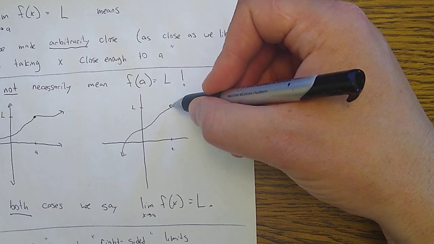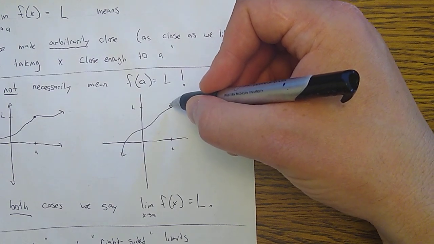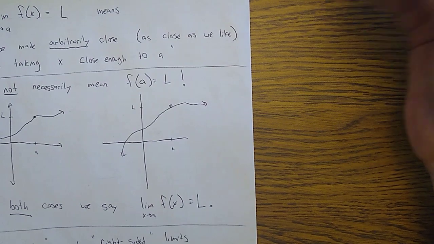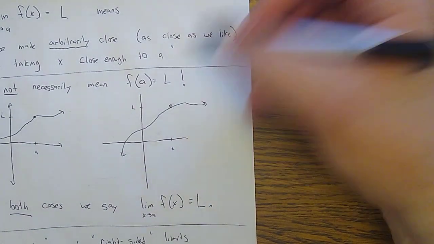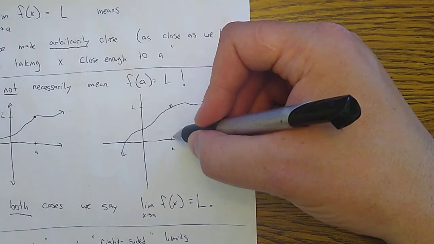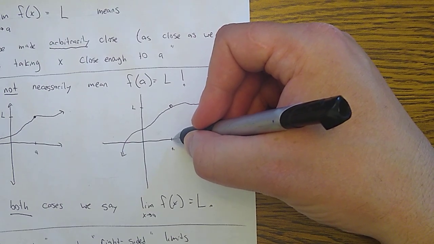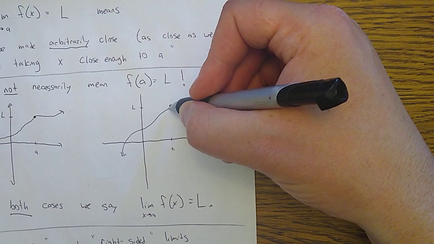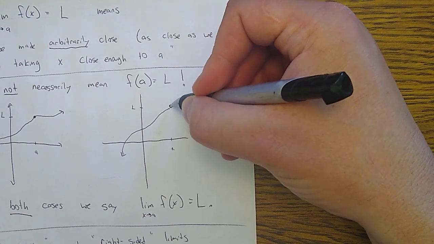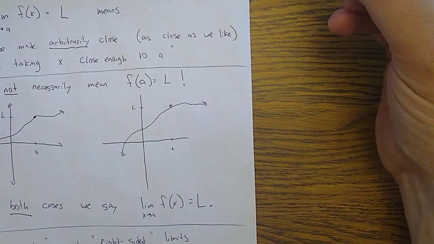Here's a picture that's basically the same thing, except I drew an open dot here. So the way I drew this picture, f of a is not even defined. But still, if I look at the values that are close to a, but not exactly a, and I follow them up to the graph, they're all close to this point.